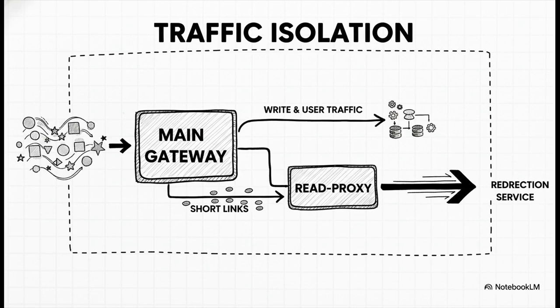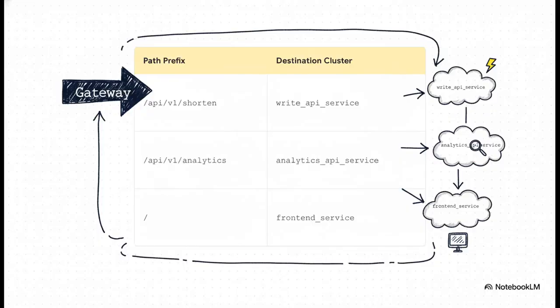You've got a main gateway that handles all the regular user-facing stuff, but then it has a separate, super streamlined Read Proxy that's optimized for just one thing, making URL redirections happen as fast as humanly possible. So let's look at that main gateway.